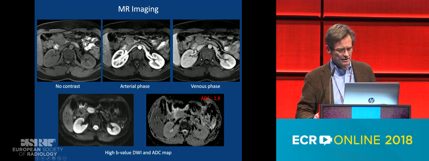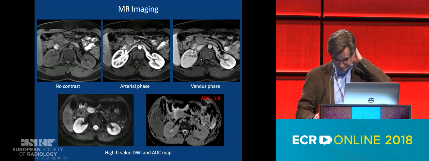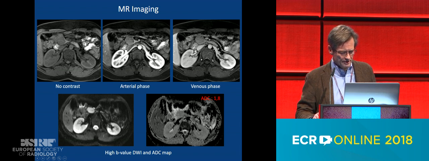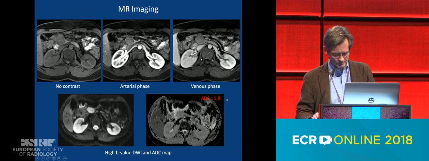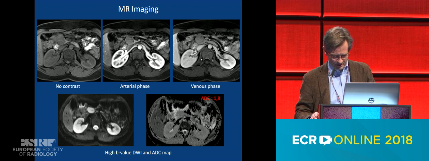You have additional imaging here, T1 weighted imaging without contrast, during the arterial phase of acquisition and the venous phase. So we have a hypovascular lesion. This is the high b-value diffusion weighted imaging and the ADC map. You see that the lesion appears quite bright on diffusion weighted imaging, and the ADC map displays a value that is, I would say, an intermediate value. If you remember the value of the apparent diffusion coefficient of water, you will understand what I mean.